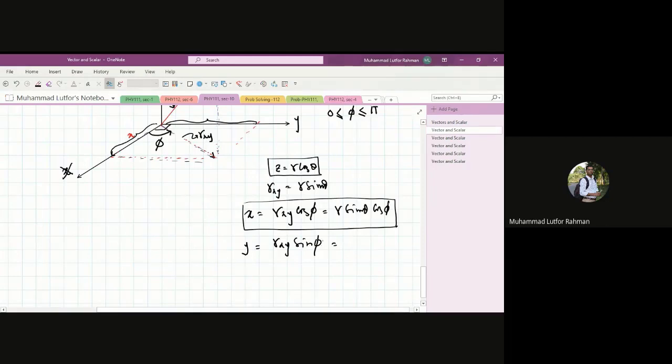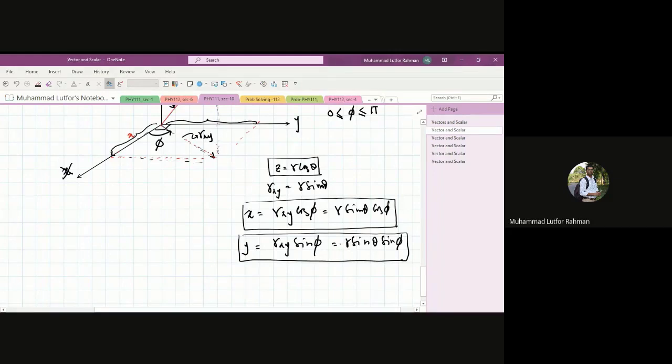And what would be that? This would be basically r sine theta sine phi. This would be actually that component of this Cartesian coordinate in terms of polar and spherical coordinate system r, theta, and phi.